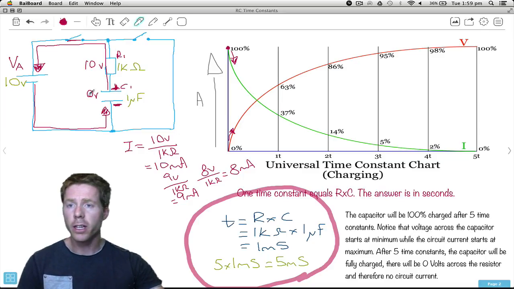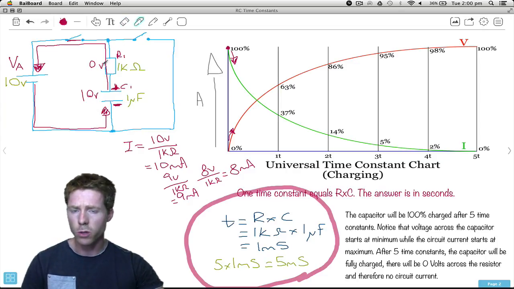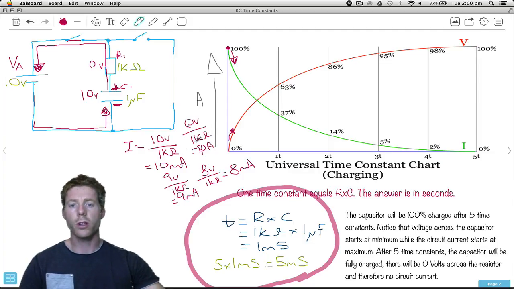Eventually, we finally get to 10 volts across here. If there's 10 volts there, how much can be left across the resistor? Well, this plus this must equal this. Therefore, there's 0 volts across the resistor. 0 volts divided by 1K, well, you're going to get 0 amps. There is no current anymore once this thing is charged.